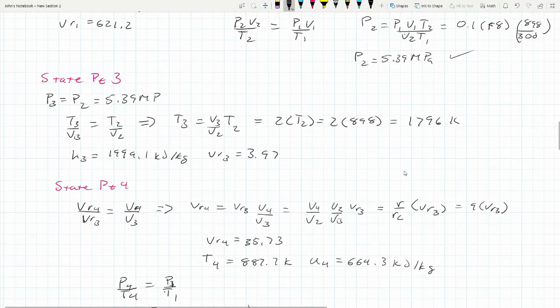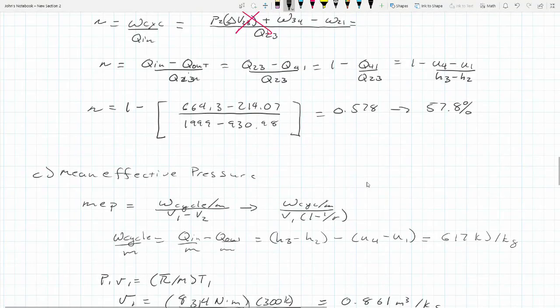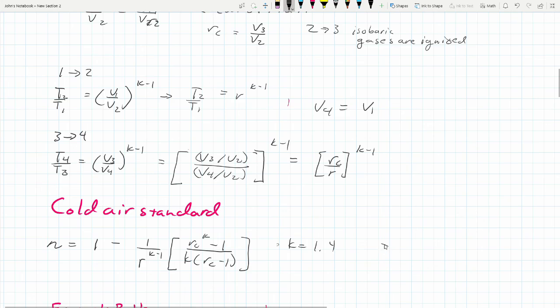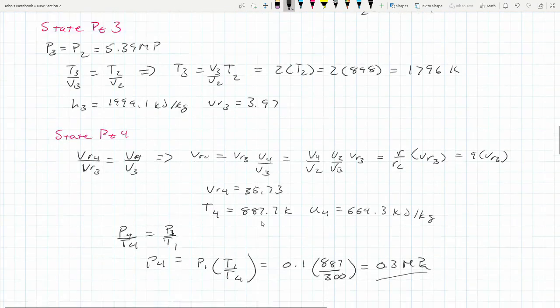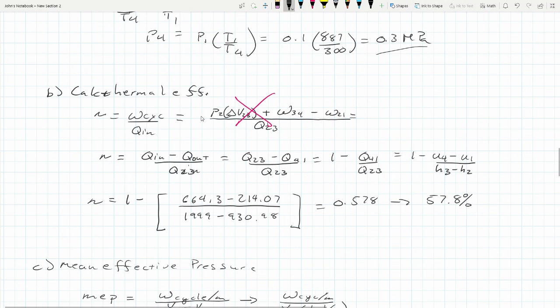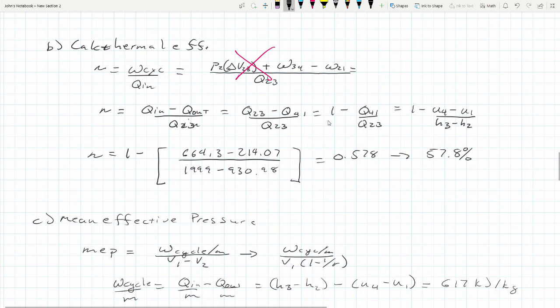So now we need to calculate the thermal efficiency. Well, it's air standard, not cold air standard, so we cannot use this equation. This is a no. So we have to do work of the cycle over Q in. Now, work of the cycle is the pressure P2 times the change in volume from 2 to 3, plus the work done from 3 to 4, minus the work of the compression from 1 to 2. Now, we do not know the change in volume from 2 to 3. We can find it, but it's a lot of extra work for something we don't need to do right now.